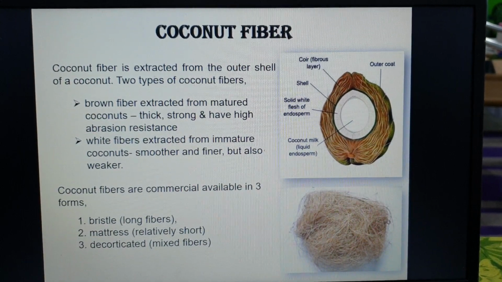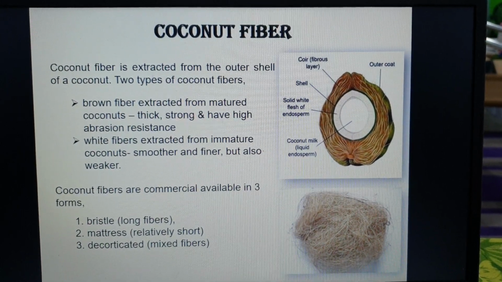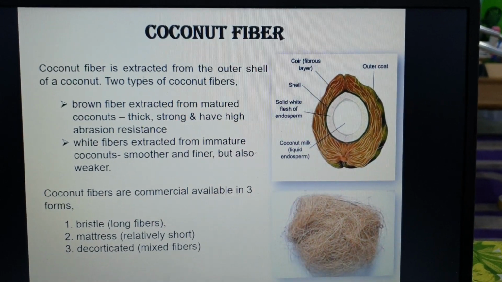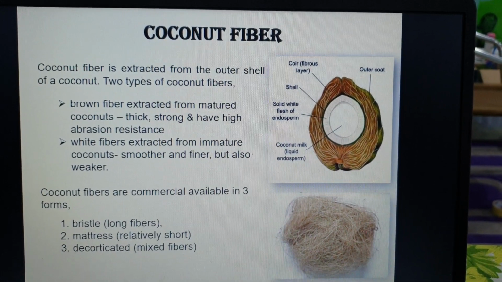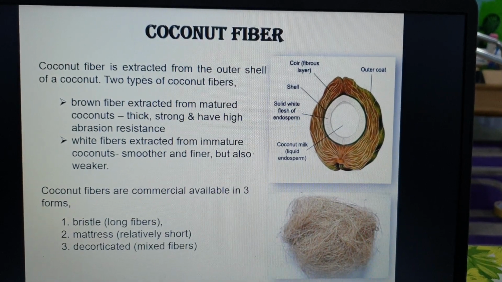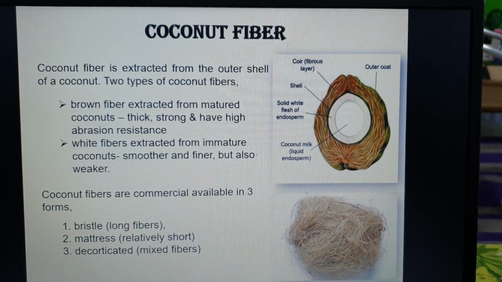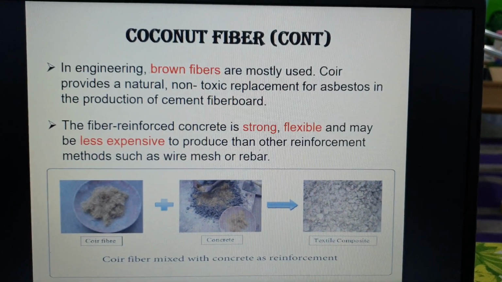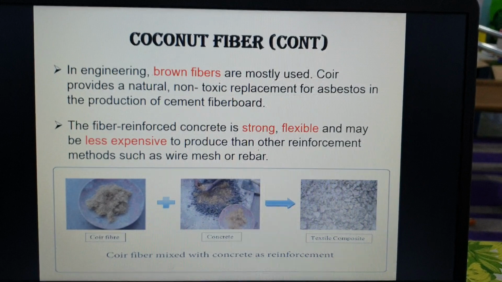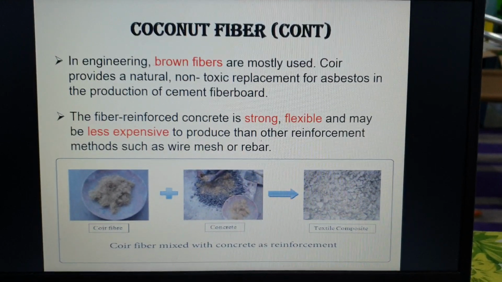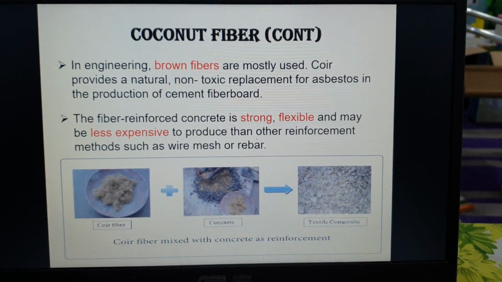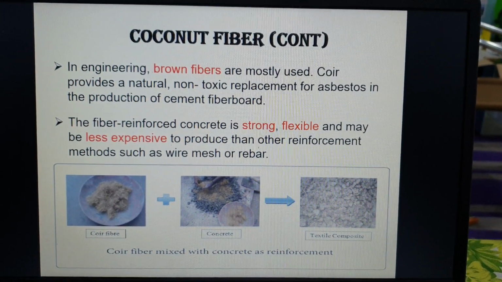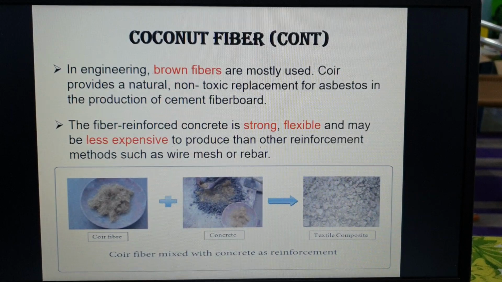There are two types of coconut fiber: brown fiber extracted from matured coconut, and white fiber extracted from immature coconut. Coconut fiber is commercially available in three forms: bristle, long fiber, and mattress, which is relatively short, decorticated mixed fiber. We are not alienated from this coconut fiber because we are living in Malaysia, where there is a lot of coconut, so you can use coconut fiber as a mix in concrete. In engineering, brown fiber is mostly used.